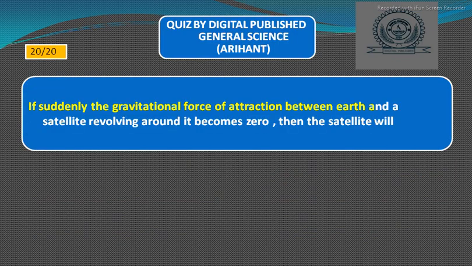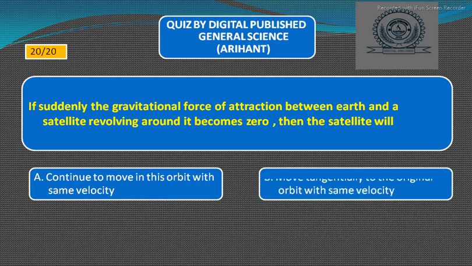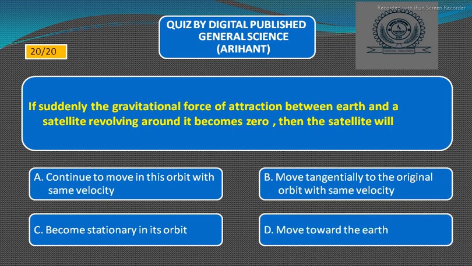If suddenly the gravitational force of attraction between Earth and a satellite revolving around it becomes 0, then the satellite will: option A, continue to move in its orbit with same velocity. Option B, move translationally to the original orbit with same velocity. Option C, become stationary in its orbit. Option D, move toward the earth.